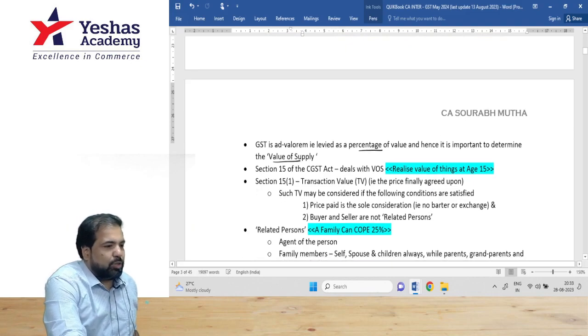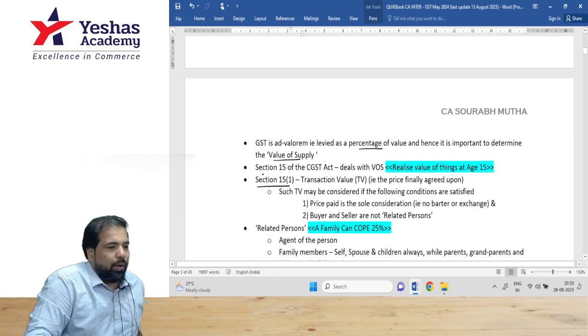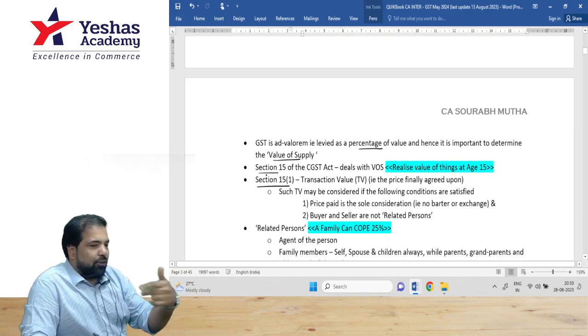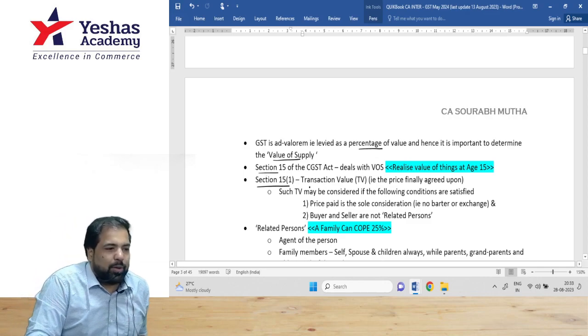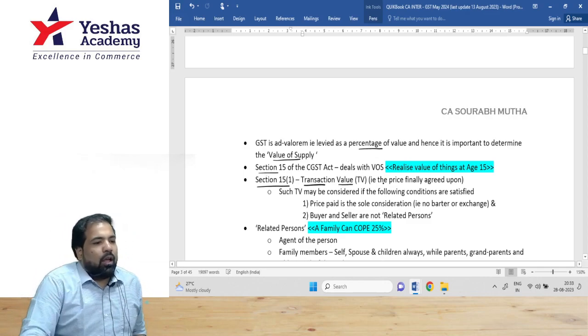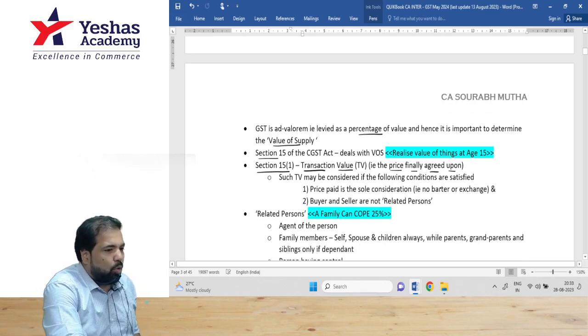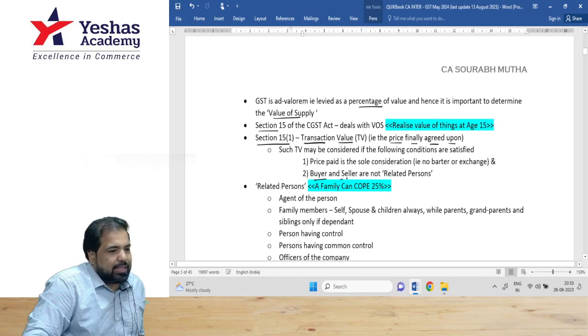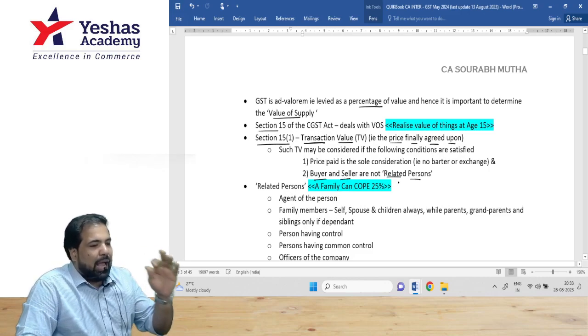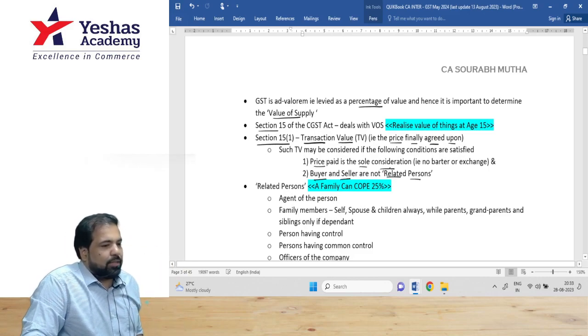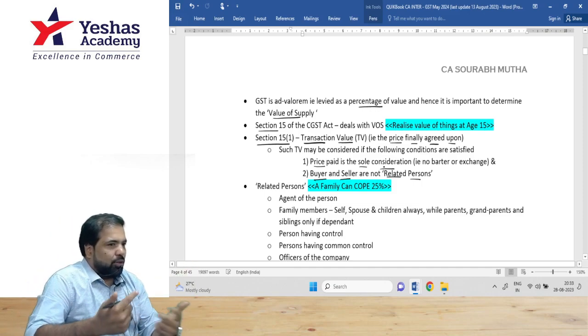Three sections, guys. First one, Section 15.1. Section 15, because at the age of 15, you realize the value of things. 15.1 says you can take the. That is a price finally agreed upon, guys. And guys, this you can take only when the buyer and seller are on and price is the sole. That means you're not doing any barter, you're not doing any exchange.